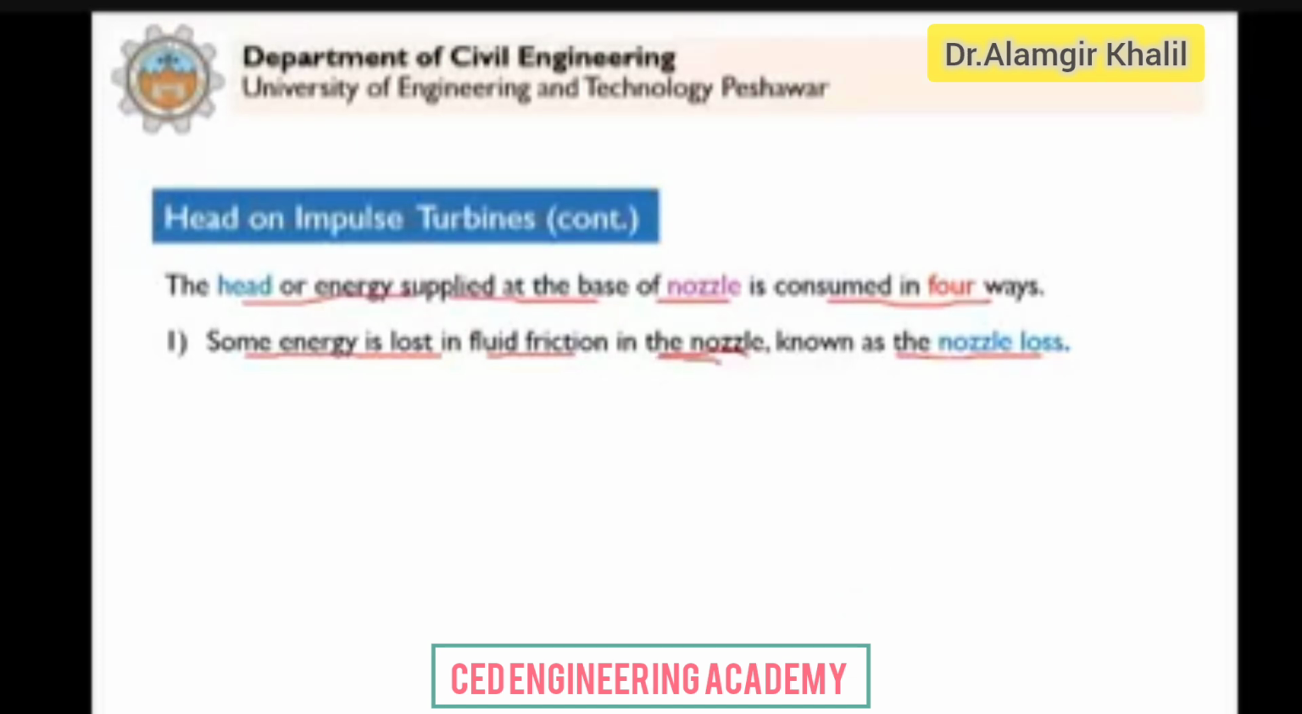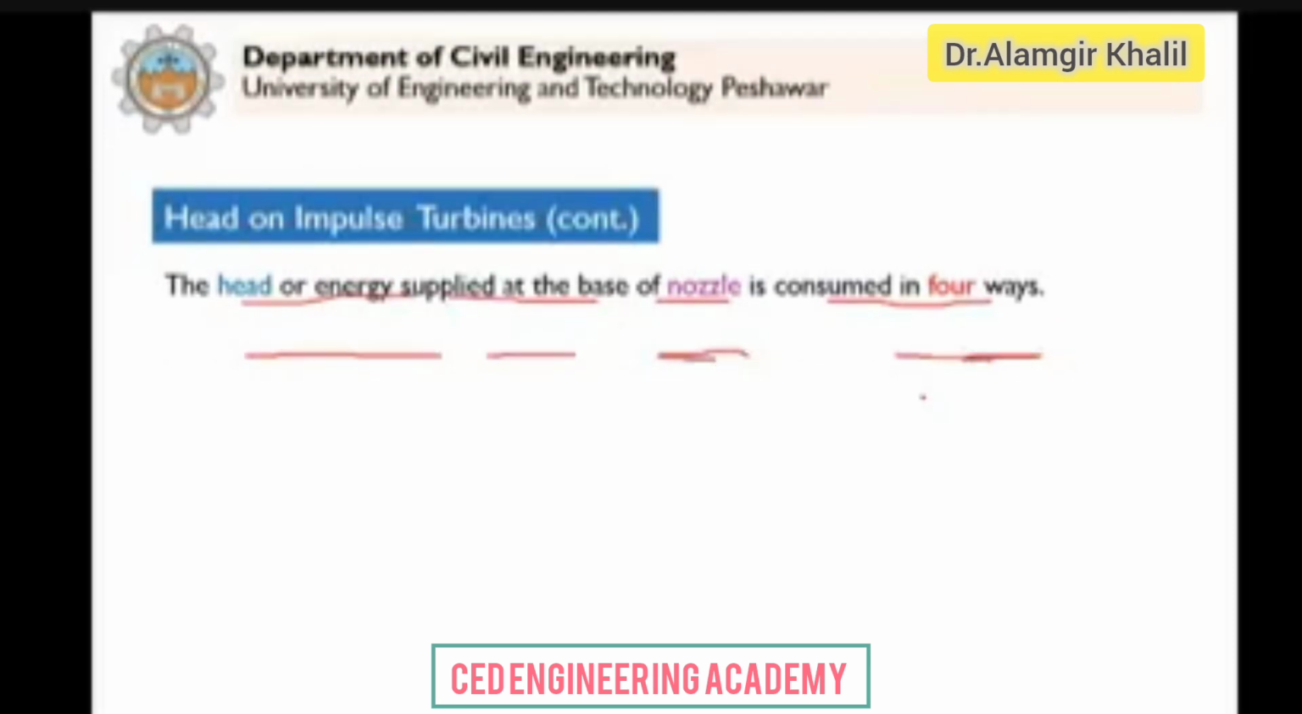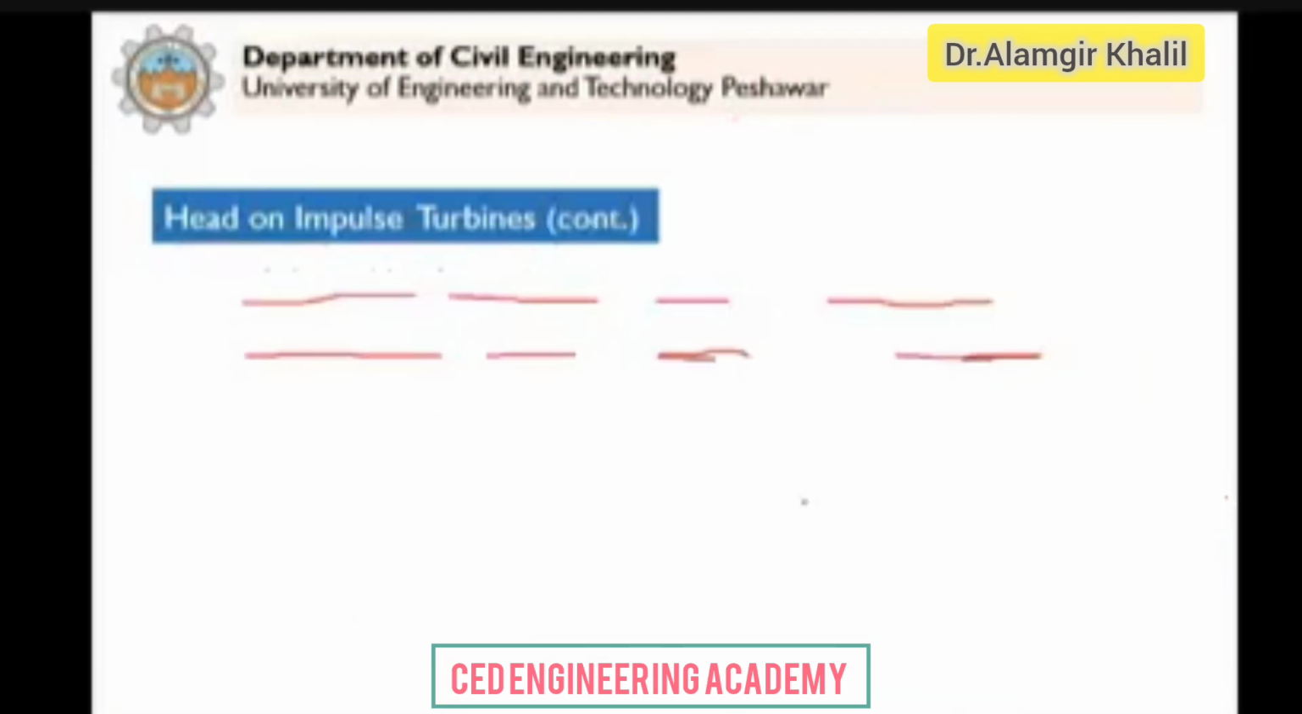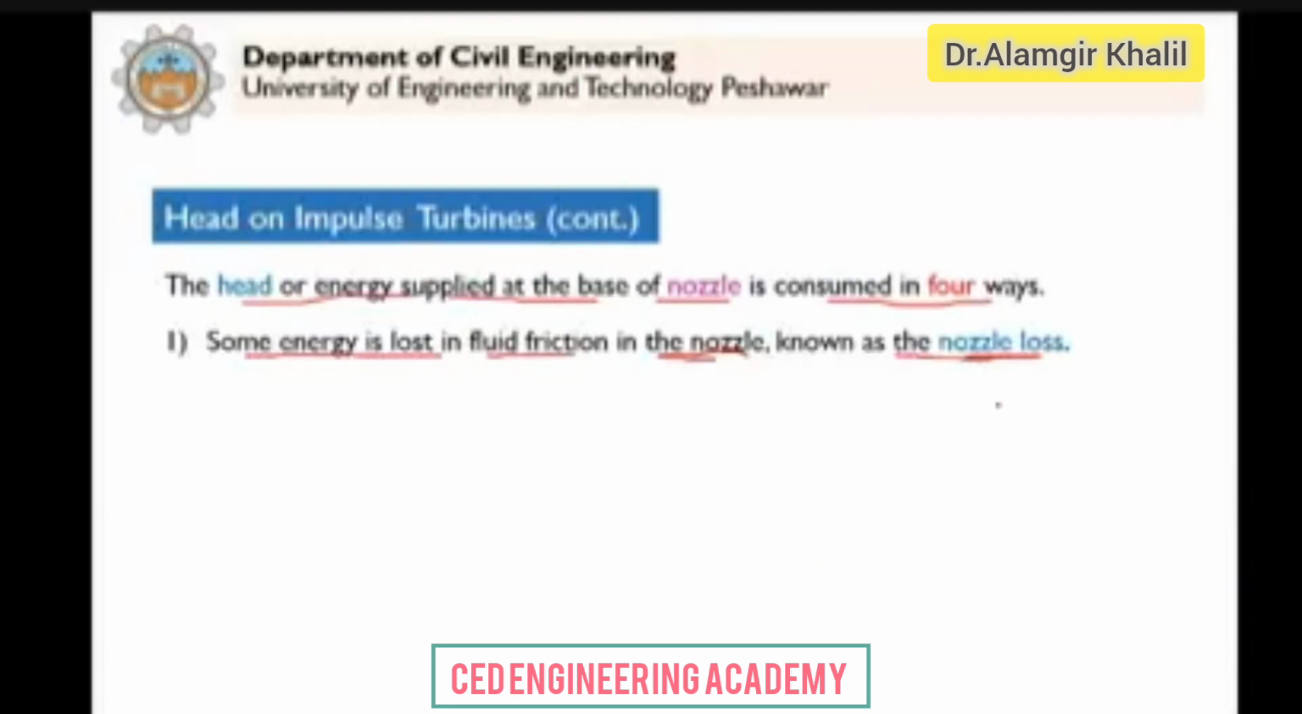Because the nozzle has a converging section, and we already studied the minor losses. When we have converging diverging sections, losses are associated with that. Clear? So that will be called the nozzle loss. So it means out of this head available, some energy will be lost in the nozzle. See, before even entering the blades of the turbine, some head is lost.